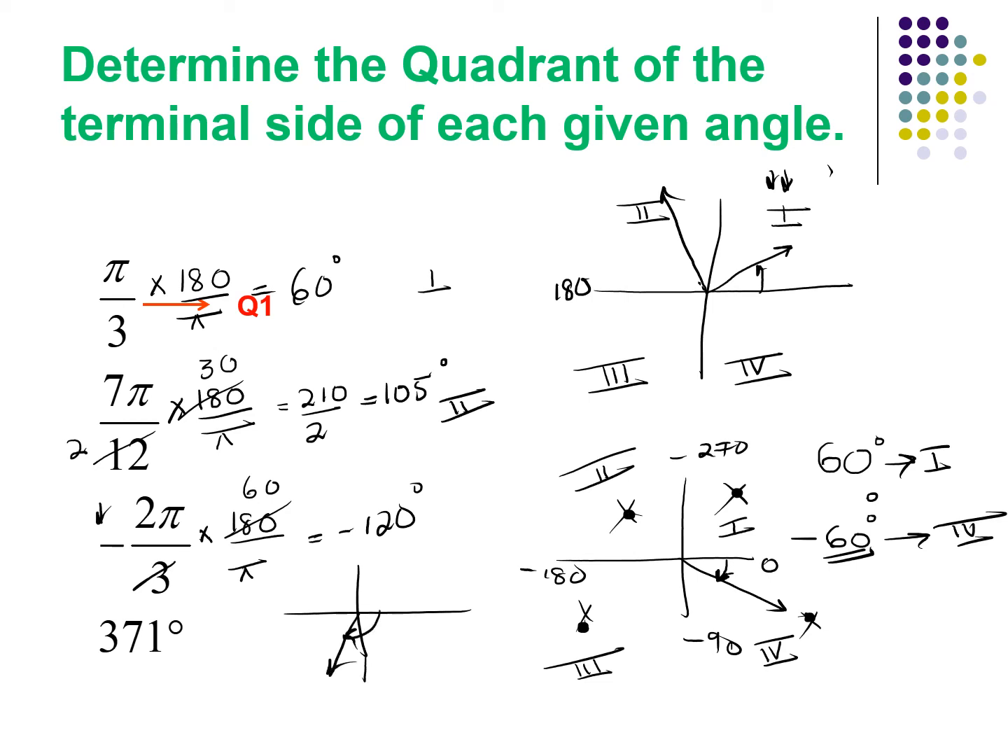But when we read it, we will read it as 1, 2, 3 and 4 quadrant, because the quadrants are numbered only in the anti-clockwise direction. So your answer, minus 2 pi by 3, lies in the third quadrant. No matter whether you are making a positive angle or a negative angle, the quadrant numbers stay the same. Now after that one, 371 degrees.